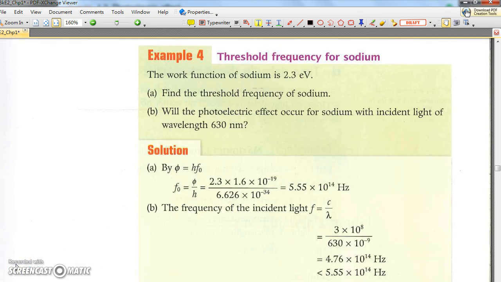So example 4 is similar. You are asked to find the threshold frequency of sodium. And after that, check whether this wavelength of light may also produce the photoelectric effect for sodium.